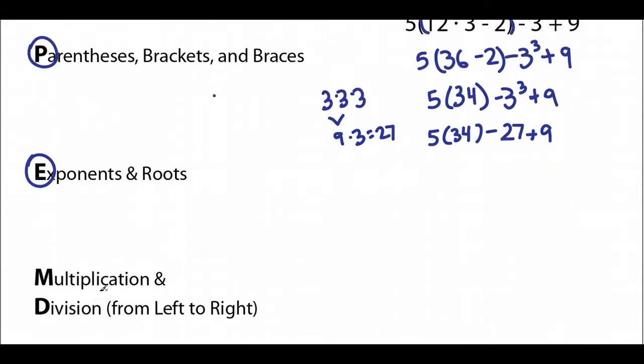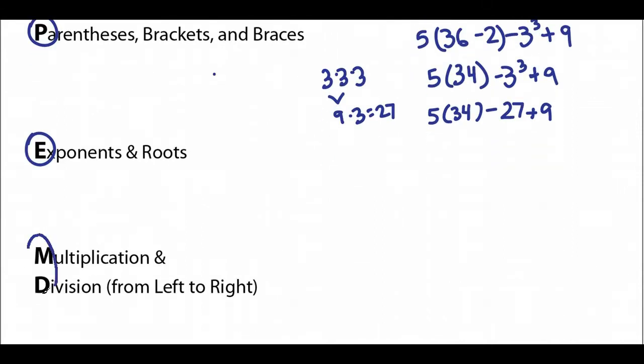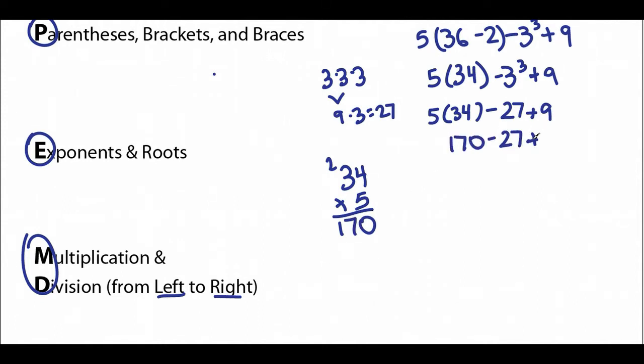And so we come down a little bit further, and now we have multiplication and division, which again we do from left to right. And so we come up here and we take a look and say, okay, here's our multiplication. Whenever you have a number next to a set of parentheses, you always want to multiply. And so we say 34 times 5 is 5 times 4 is 20, carry the 2, and 3 times 5 is 15, plus 2 is 17. So we have 170 minus 27 plus 9.